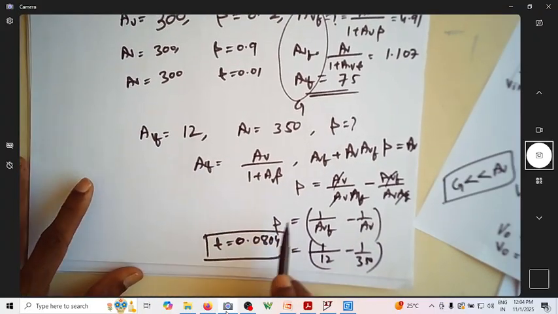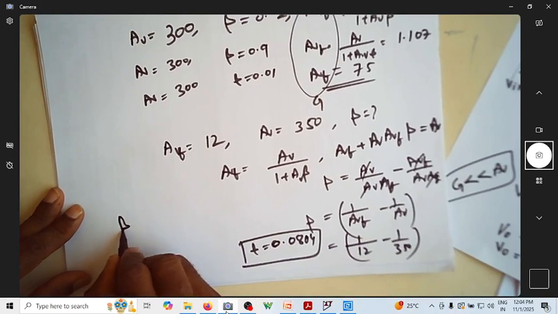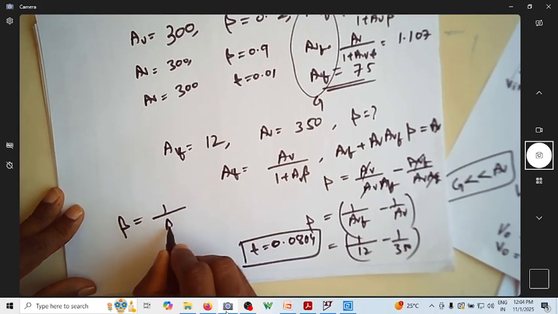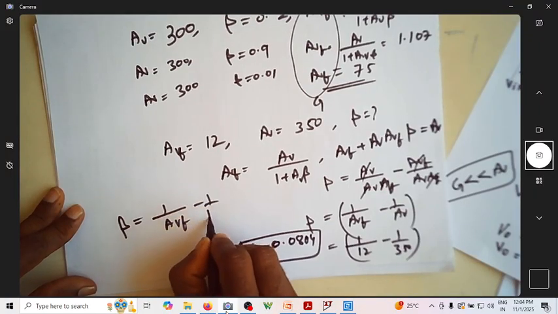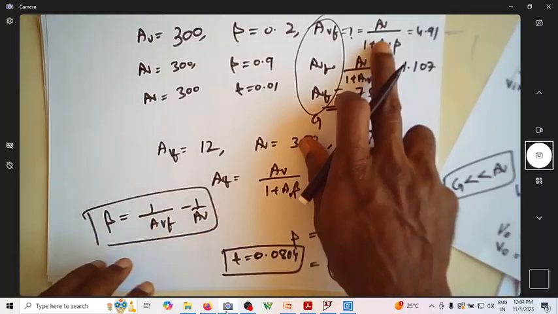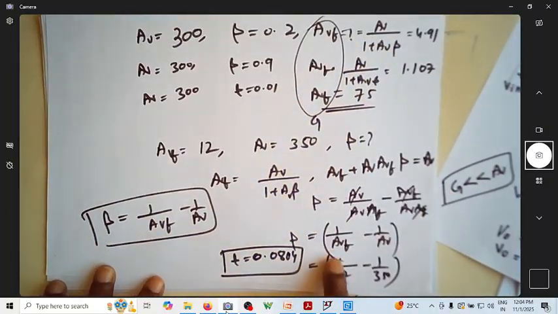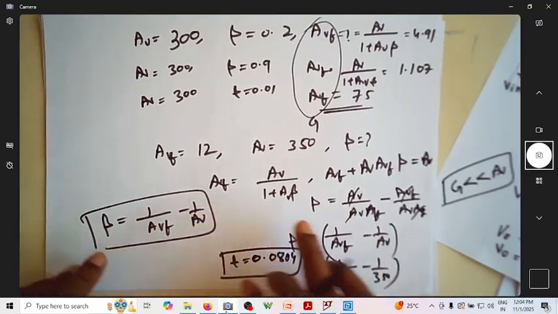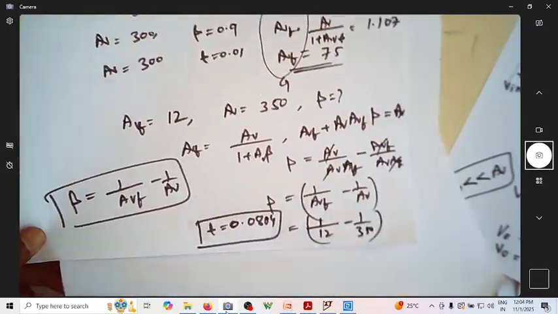So this is the relationship: beta is equal to 1 over AVF minus 1 over AV. This is again derived from this. No need to remember this. If you know this equation, you can easily apply it. It is also possible to write it as AV minus AVF by AVF into AV.